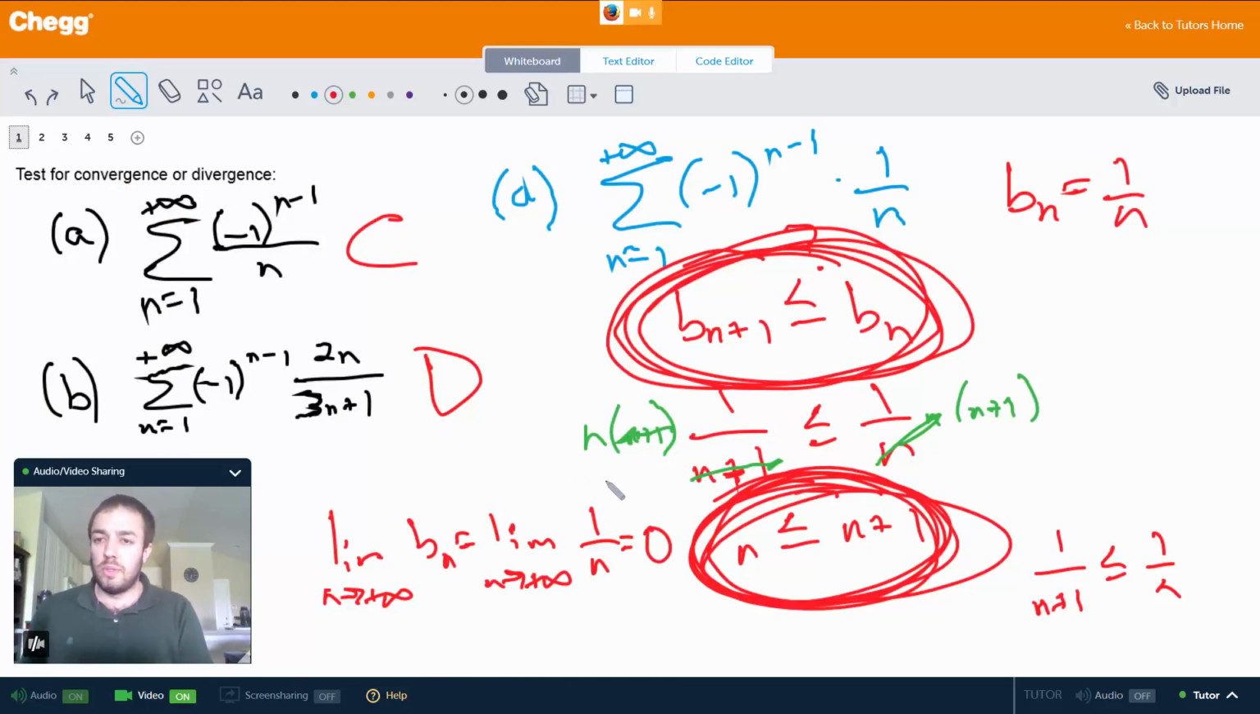Okay, so this has been 2 examples of using the alternating series test and then the nth term test for divergence to test some series for convergence or divergence.